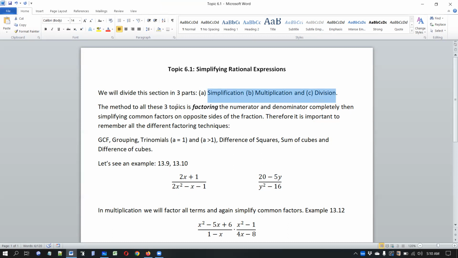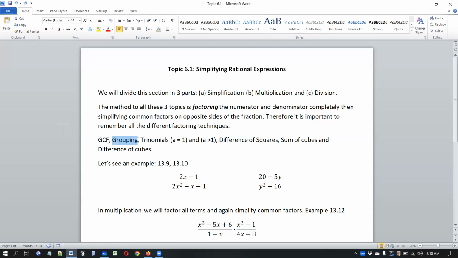So for all of these three topics, the technique is we have to factor the numerator and denominator completely before either simplifying, multiplying, or dividing. So we kind of have to remember all of the different techniques dealing with factoring that we covered in the previous section. So here they are, greatest common factor. So remember, this has to be done first.